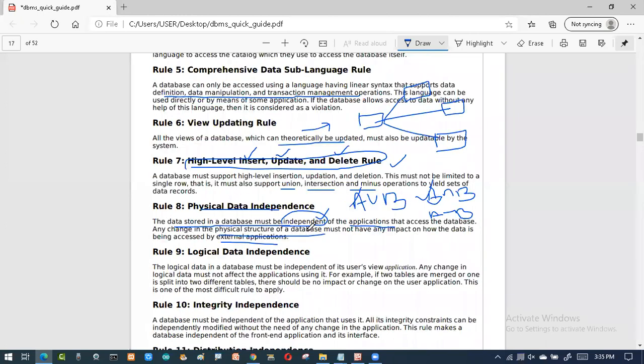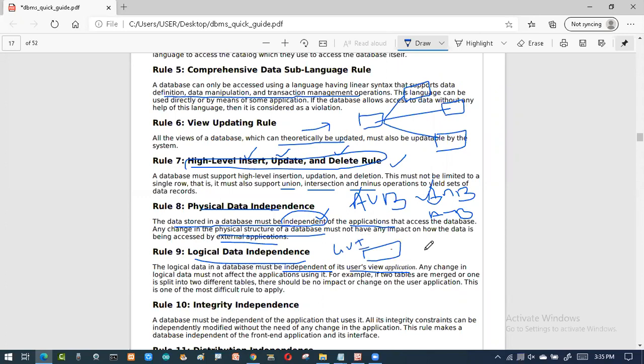The same thing applies to logical data independence. When I'm talking about logical data independence, it is also independent. But the user application has a view of the user. Let's say I am storing the data, and I am using some GUI to store the data.